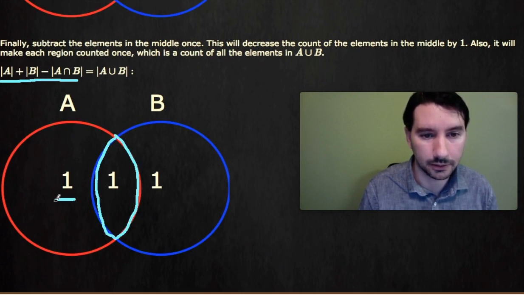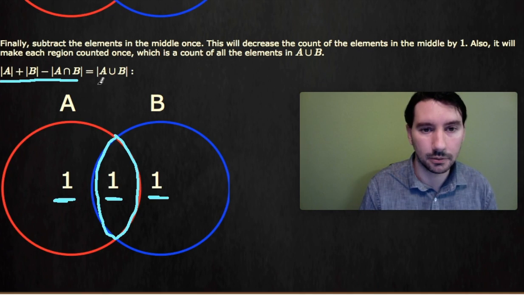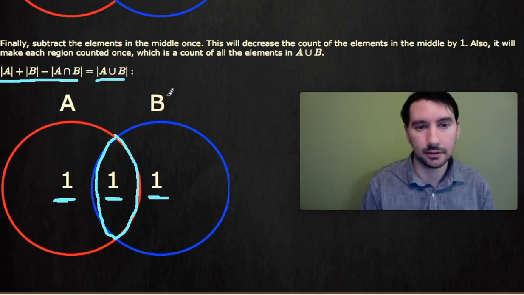So we've counted all the elements in here one time, all the elements in here one time, and all the elements in here one time, which is the same as counting all the elements that are in A or B.